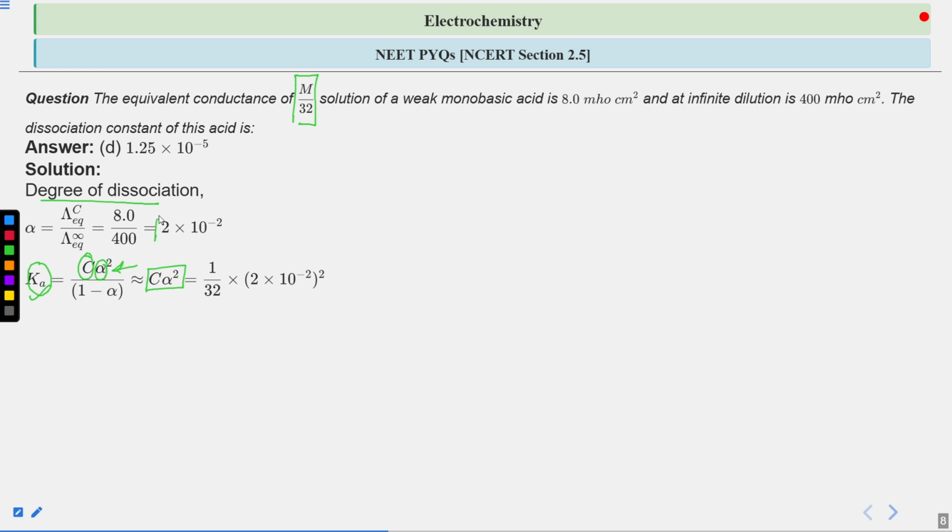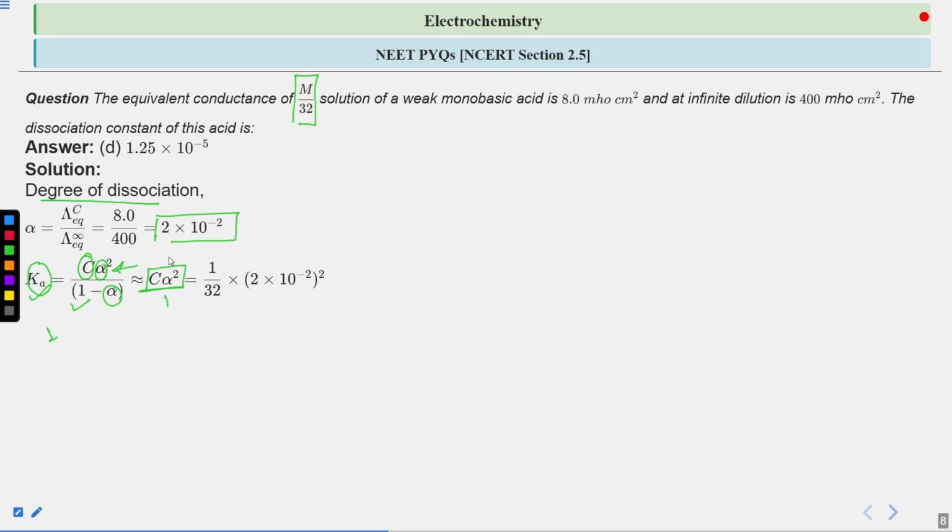Alpha value is coming out in the order of 10 to the power minus 2. That is very less, 2 times 10 to the power minus 2 compared to 1. So if you subtract something this much less from 1, you can just ignore it, right? And in place of that you can write only 1 in the denominator. So we are taking this whole quantity as C alpha square by 1. We are ignoring this alpha value because it is very less. When you subtract it from 1, it will not make much difference.